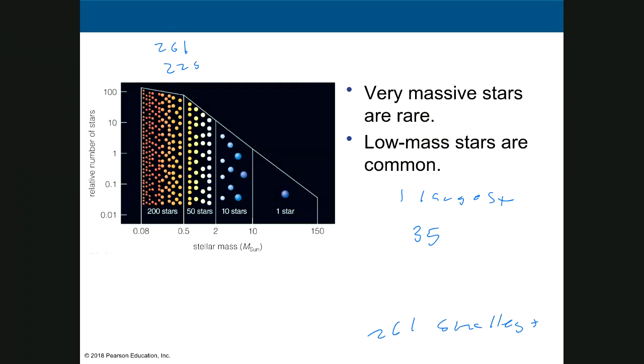So I like to present it this way when I'm talking about our sun, like it's people. So our star is like a person that is 6 feet tall. Someone who is 6 feet tall is taller than most other people. That's an objective fact.